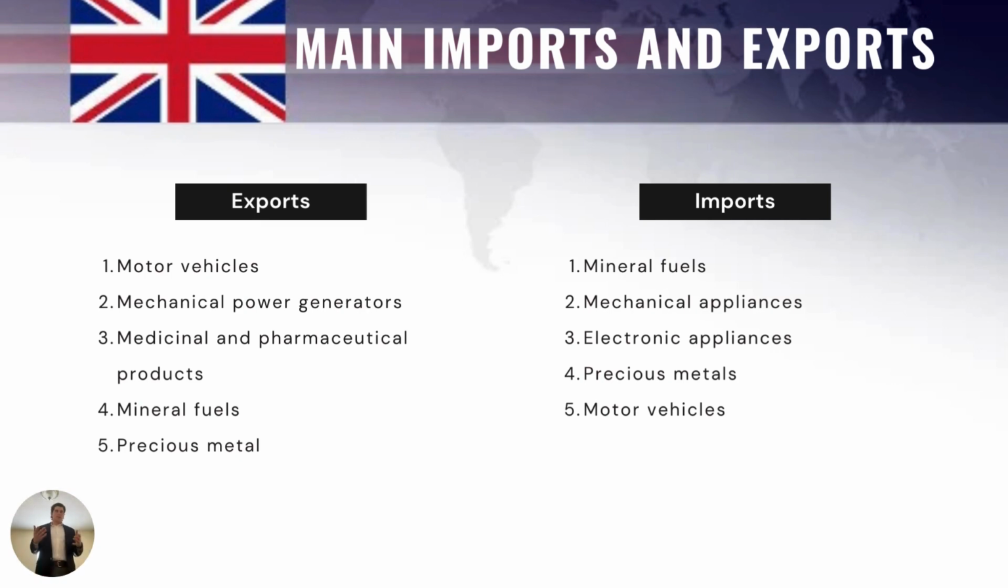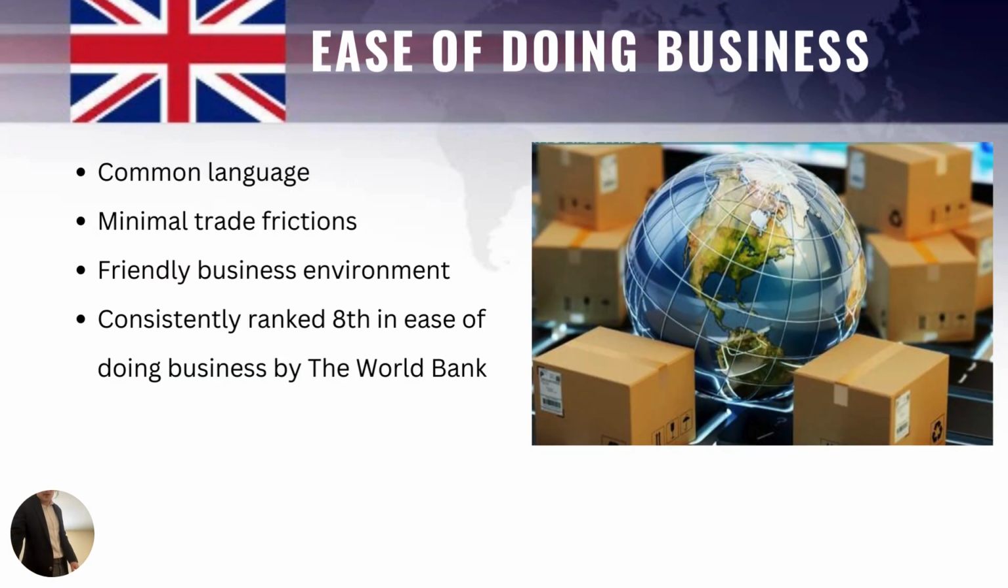Going into some of their main exports: motor vehicles, mechanical power generators, medicinal and pharmaceutical products, mineral fuels such as crude oil, precious metals. Back into imports: mineral fuels, mechanical appliances, electronic appliances, precious metals, and again, motor vehicles. Now I'm going to talk about the ease of doing business.